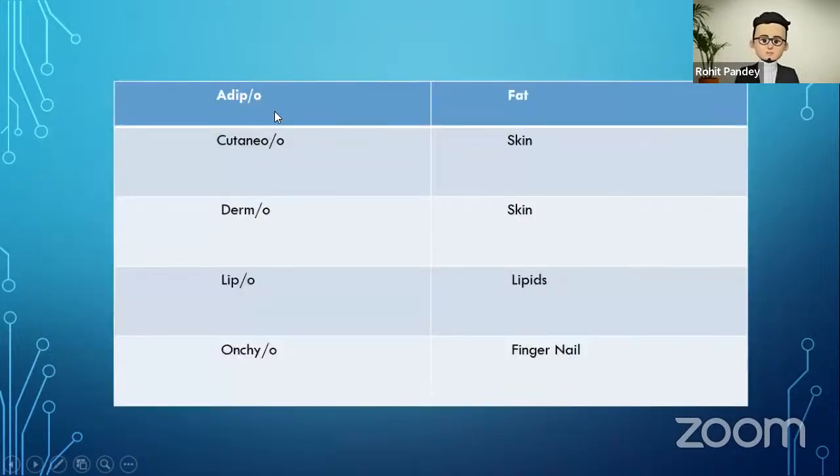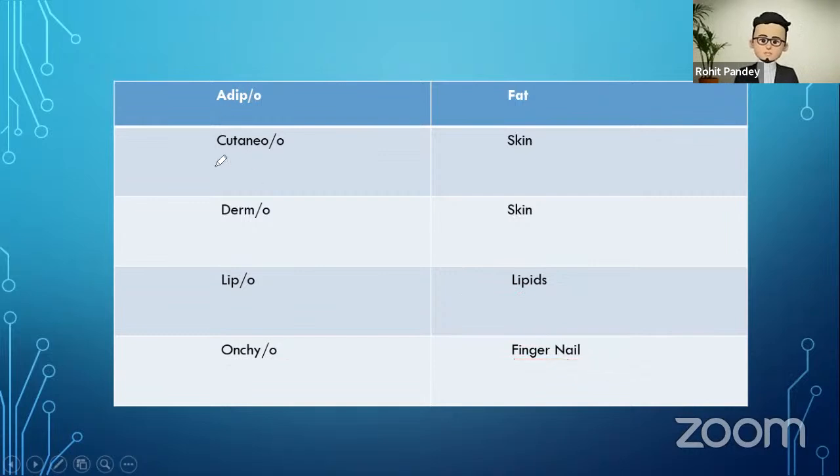Now we need to read this. Adipo is used for fat. Cutaneo is used for skin. Let me use this again. Yes, adipo is used for fat. Cutaneo is for skin. Dermo is for skin. Lipo is for lipids. Onycho is for fingernail.